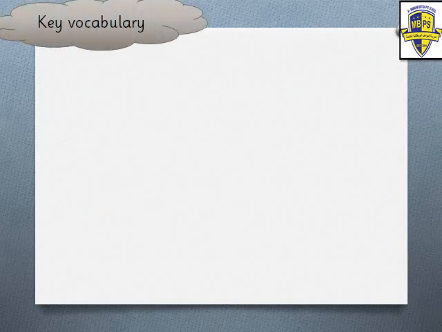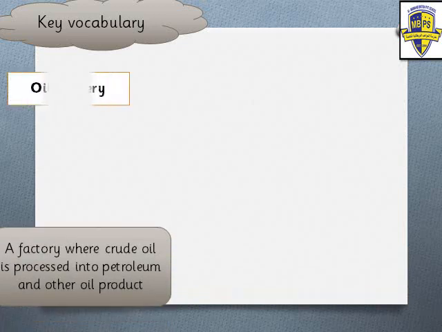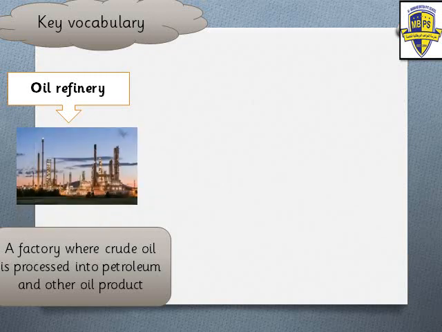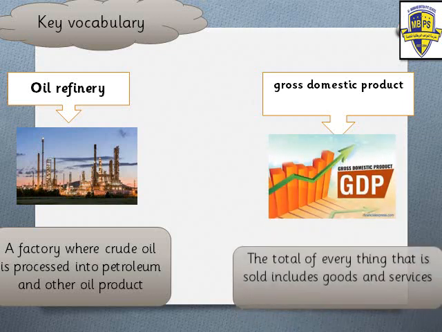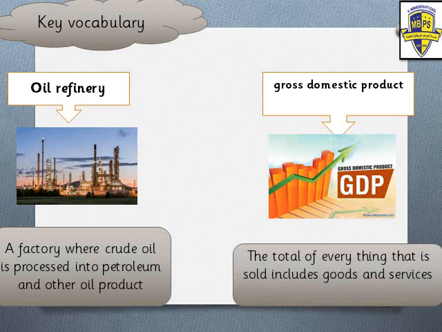So, let's start with key vocabulary, the new words in this lesson. First one, a factory where crude oil is processed into petroleum and other oil products. It's oil refinery, as you can see in the picture. Next, gross domestic product, GDP. What is the meaning of GDP? It's the total of everything that is sold, includes goods and services.